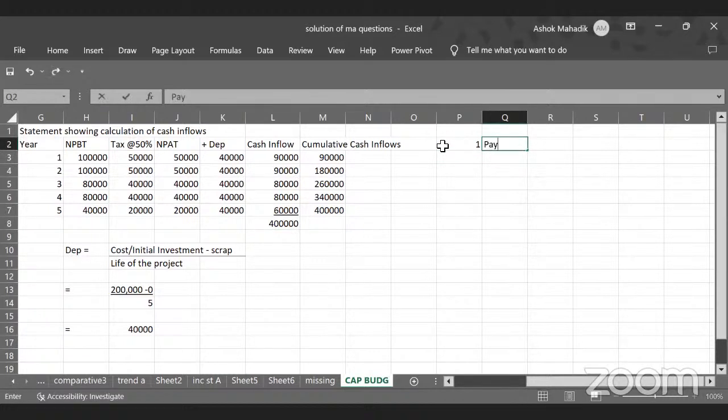First one is payback period method. Formula for payback period is complete years plus shortfall in initial investment on next year's cash inflow.